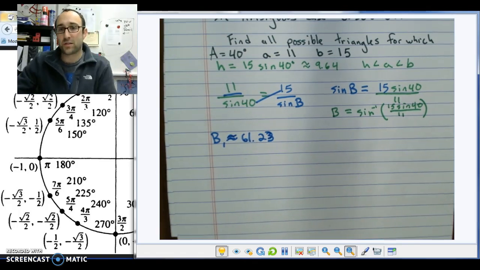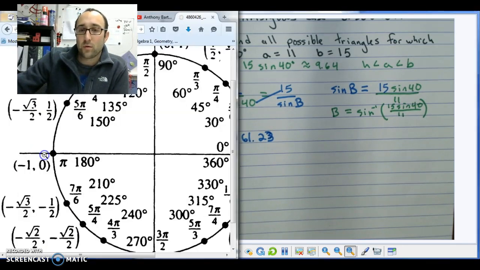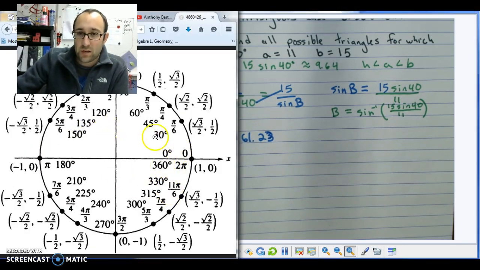If you notice, I've got one solution, and you say, where does the other solution come from? Well, let's look at the unit circle. We're just going to use 30 degrees as an example. So let's say that B was 30 degrees. Sine of 30 is 1/2. Is there anywhere else on the unit circle that is 1/2? We go around and yes, sine right here is also 1/2. So we've got 1/2 here, 1/2 here. We are going to have two possible solutions, 30 degrees or 150.